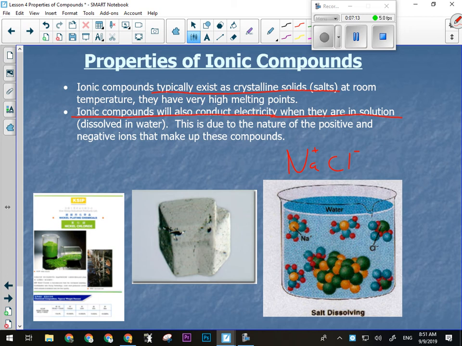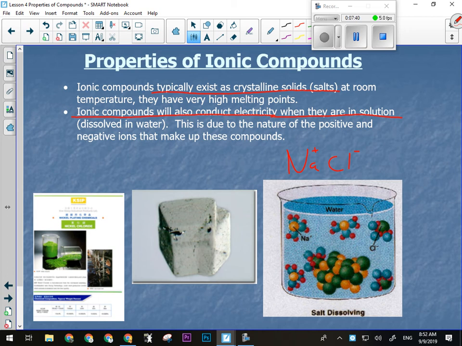Now floating around in this solution are little charged particles, positive sodiums and negative chlorines. When you have that, electricity will flow through the solution. If you don't have charged particles in a solution, electricity won't flow through it. So if I have just plain distilled water, it will not conduct electricity because there are no charged particles in it.